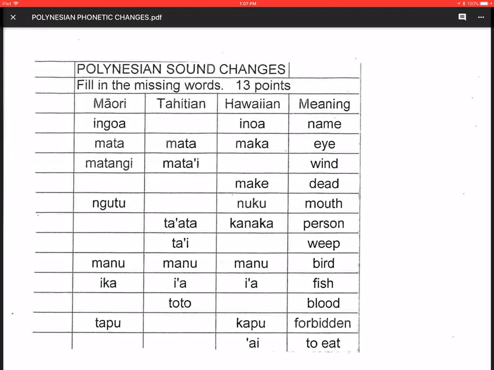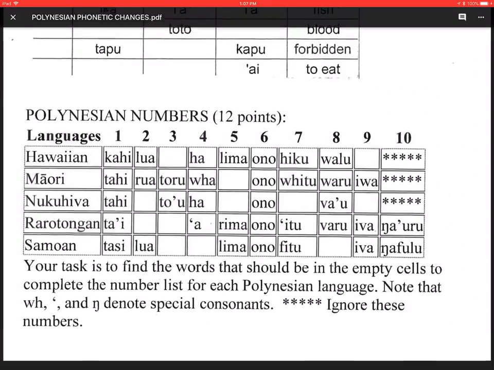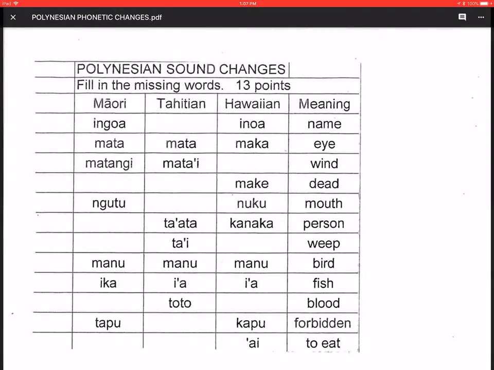Basically, languages change as you move through time and space. So I have two puzzles here on Polynesian sound changes, one on numbers and one on some general words in Polynesian languages. Essentially, the first thing you need to recognize is that all of these languages are related. Just like, for example, Latin is the mother language that French, Spanish, Italian, and Portuguese come from. So the words in those languages are often closely related to the Latin word. So all of these Polynesian languages are related to each other.